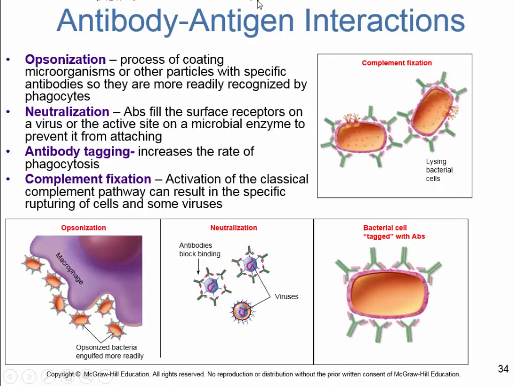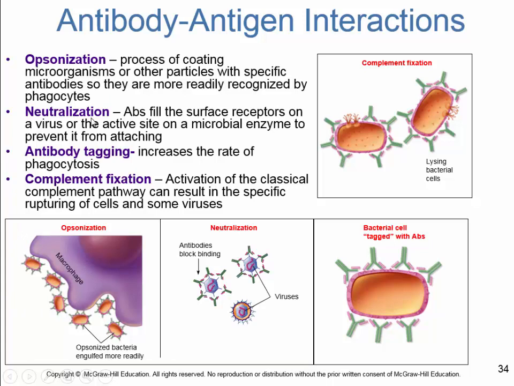Antigen-antibody complexes are broken down into opsonization, neutralization, antibody tagging, and complement fixation. Opsonization is the coating of a microbe with either antibody or complement proteins, increasing the rates of phagocytosis. You can see opsonization shown here.